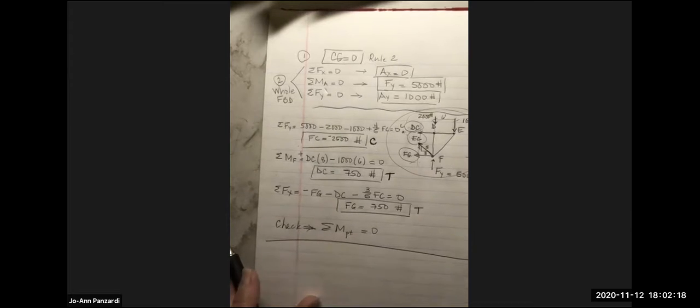The second thing is we did the whole free body diagram and we found the reactions at the supports. And then we decided where we were going to cut the section and we drew a free body diagram of the section. And then we did the equilibrium equations to find those unknowns.